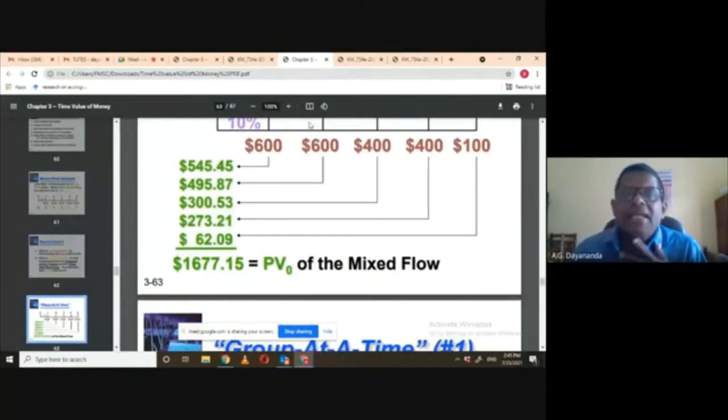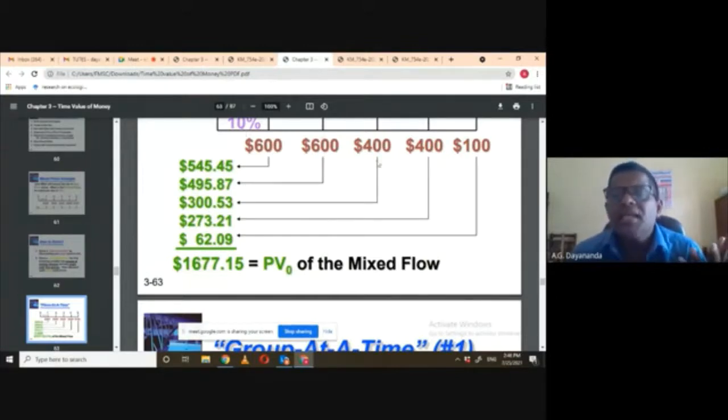So the meaning is that if you are receiving 600 rupees at the end of the first year, if the interest rate is 10%, today's value of the 600 that we are going to receive at the end of the first year would be 545.45. Similarly, if you are receiving 600 rupees at the end of the second year, today that 600 rupees is worth 495 rupees at the rate of 10%.